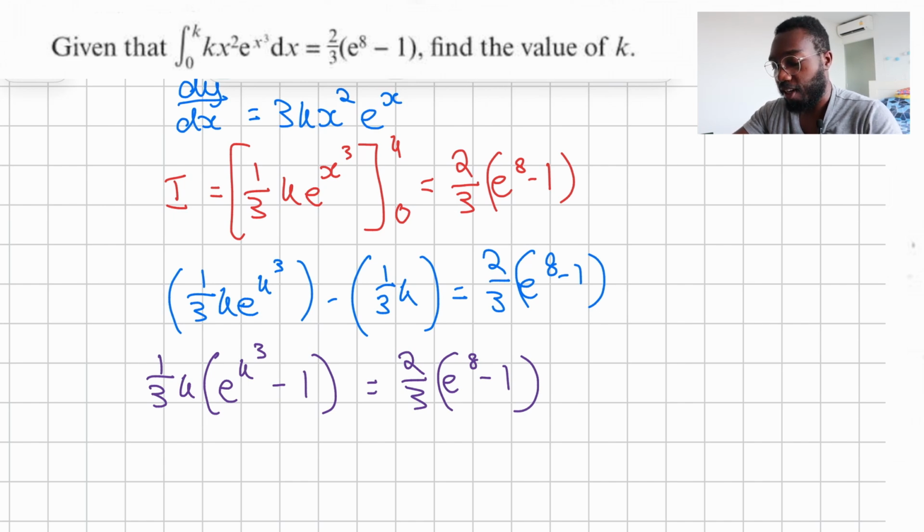And just to verify this, if we have e to the k to the 3 and that must equal e to the power of 8, then what does k have to be? Again, k has to be 2. Therefore, just by looking at this and comparing what you have, we know that k is equal to 2.